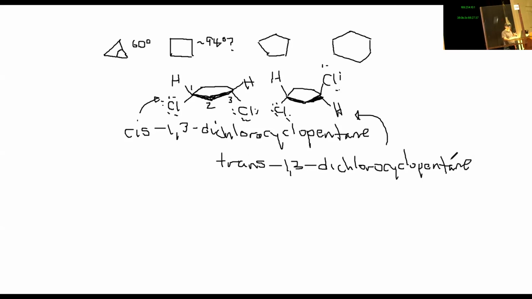And that's not just true of cyclopentane. I could have used cyclopropane, cyclobutane, cyclohexane. I could have used any cycloalkane. The definition of cis and trans is the same regardless of the ring size of the cycloalkane.